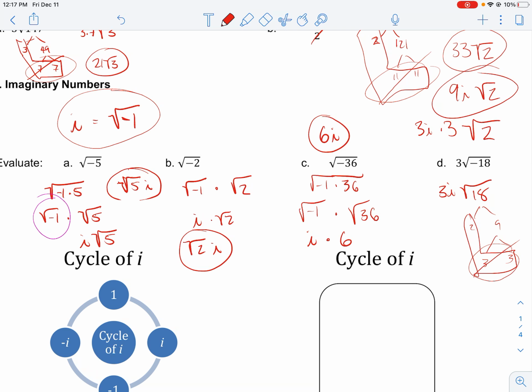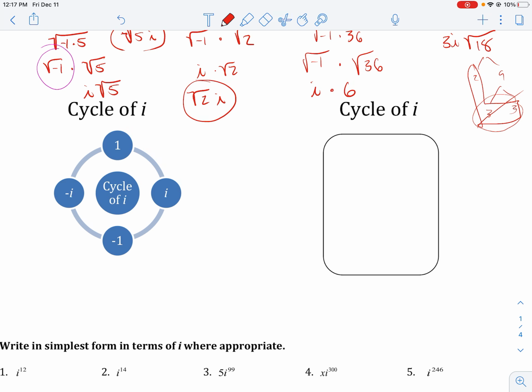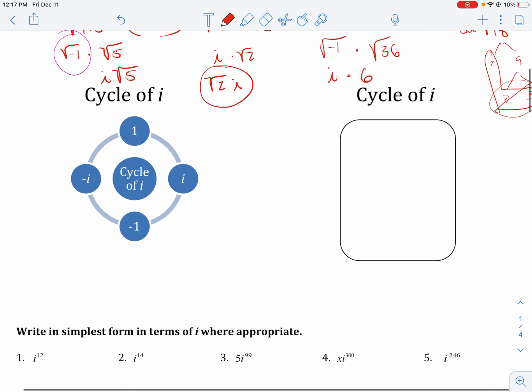Now let's talk about the cycle of i. Not always are we just left with i to the first power. Sometimes we're left with i to the second or i to the third, or as you can see down below, we have i raised to 99, 300, 246. In order to simplify those, we have to know what the cycle of i is first. Here's our cycle, which means we just repeat these 4 particular numbers. So i to whatever power is equal to only those 4 options.